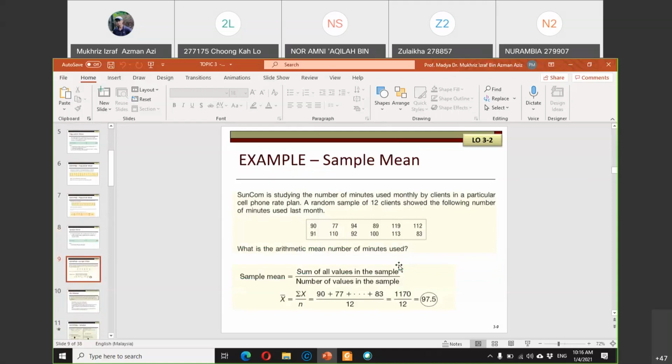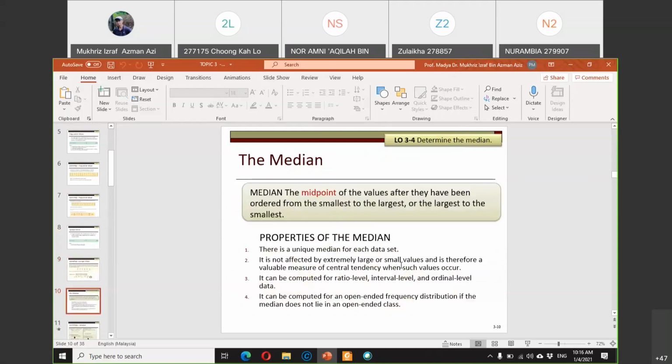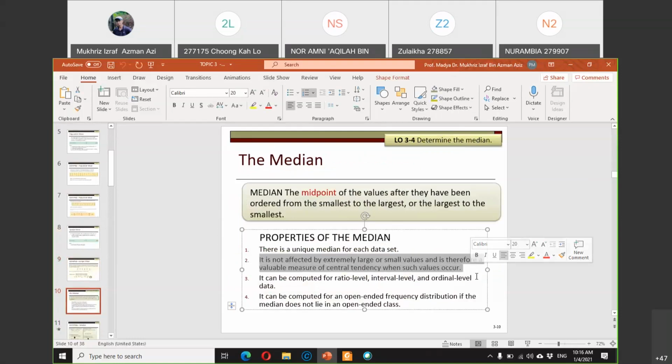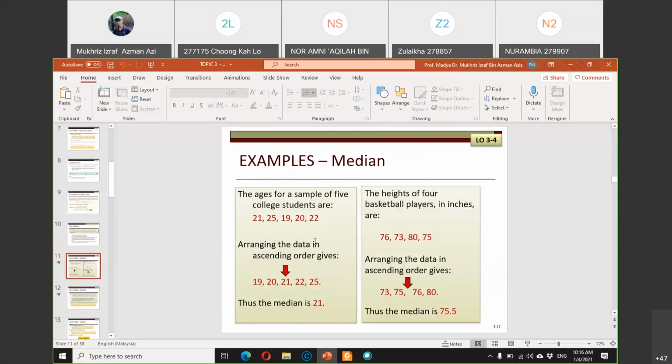Then we also determined how to calculate the median, which is the value in the middle. The advantage is that it is not affected by extremely small or large values because we do not add or divide with anything. We just arrange the values from smallest to largest and take the number in the middle. For an even number series, you take the two numbers in the middle and divide by 2 to get the median value.